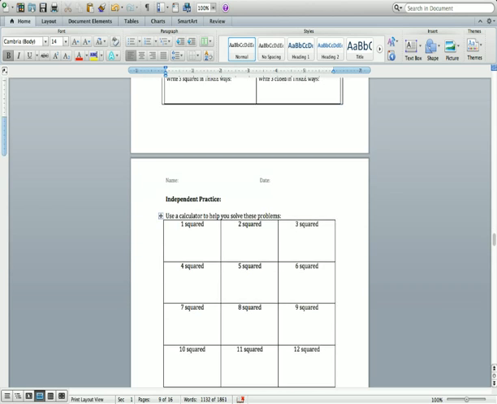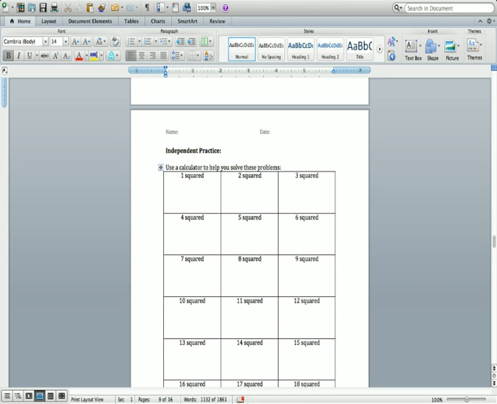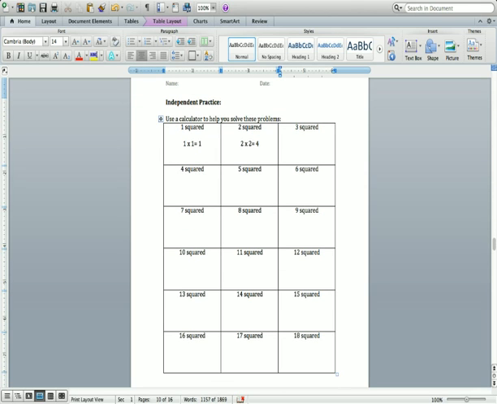All right, once you are done with that, you're going to go on to the independent practice, which is really easy. So 1 squared is 1 multiplied by itself, so it's 1 times 1. We all know that 1 times 1 equals 1. 2 squared will be 2 times 2. We all know that 2 times 2 equals 4. So you're going to go through and do that for all of these.